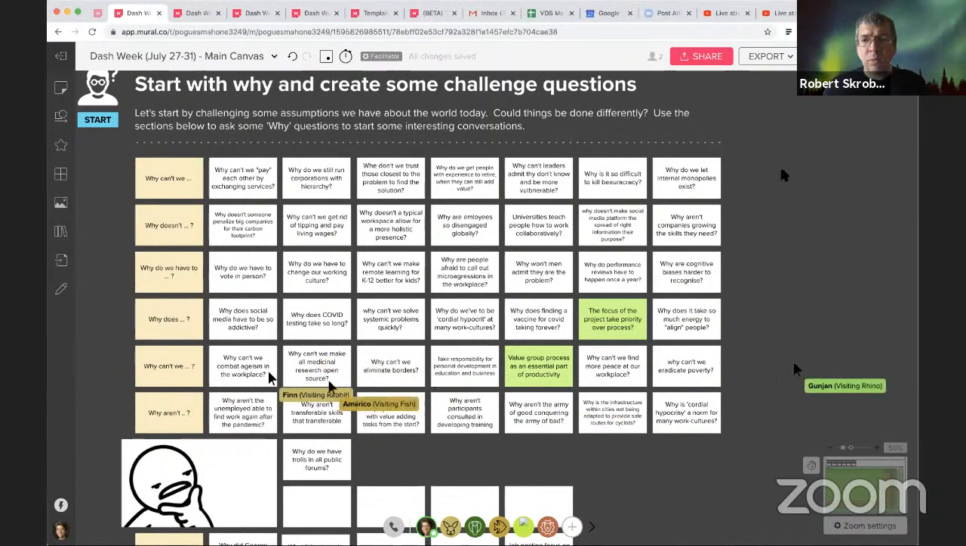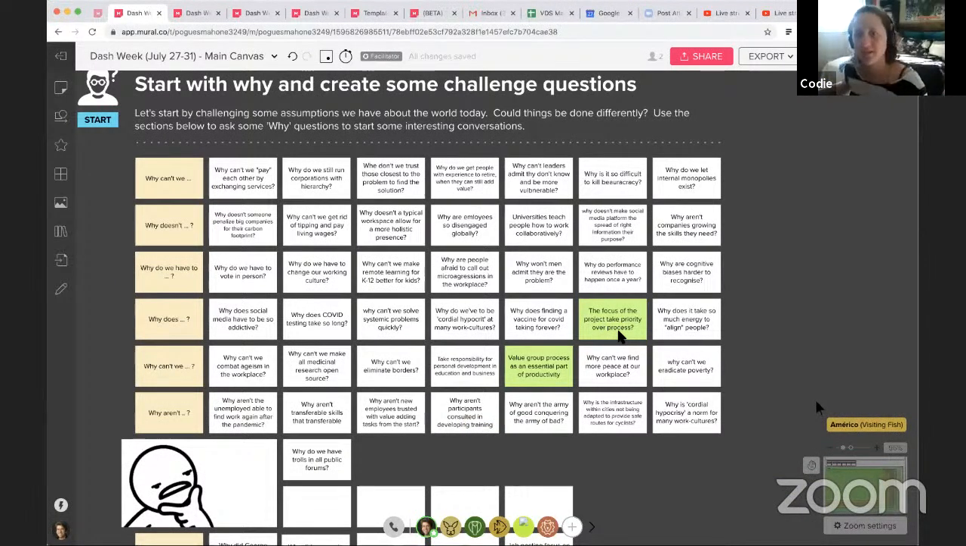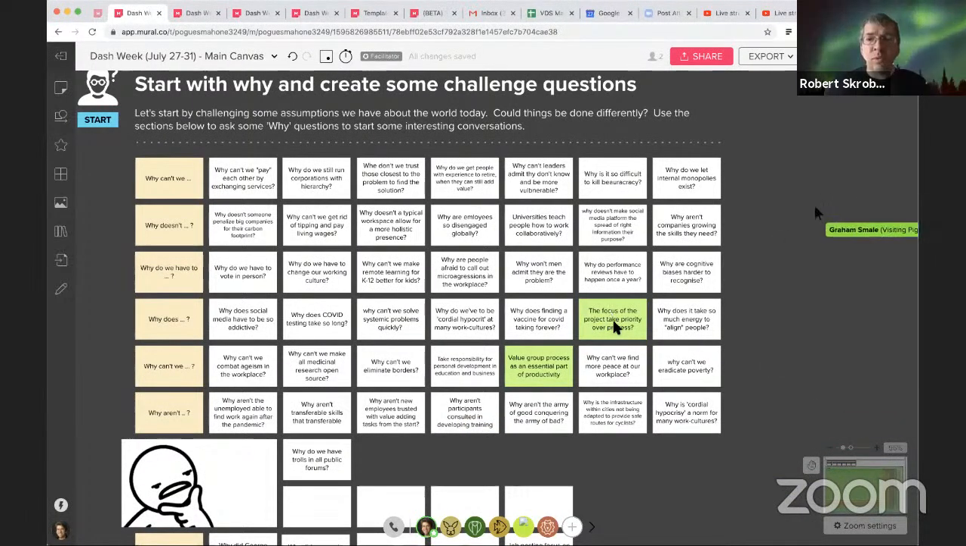Anyone? Bueller? Anyone? No one wrote that one? You mean we have a rogue person coming into this? Or maybe it was Cody, she went away for a second. Hey, Cody, were you the person that wrote the focus of the project take priority over process? Yes. Sorry, I have a senior dog who was losing his brain. Okay.